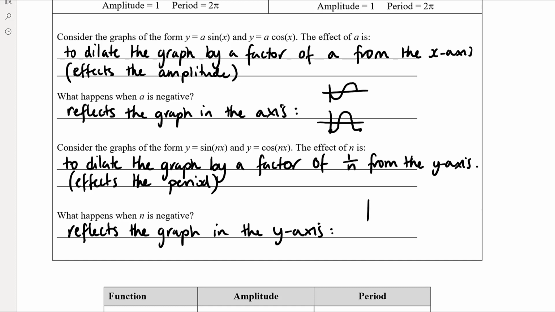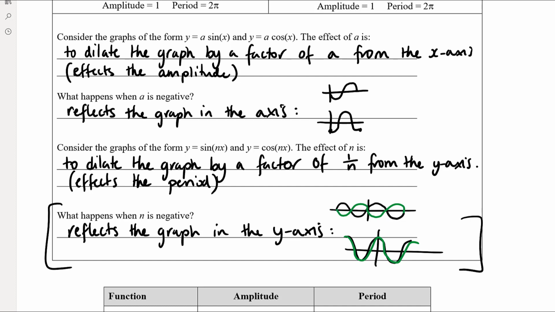Okay. If you think about that though, a sine graph, that's the original sine graph. If you reflect that in the y-axis, you get that, which is exactly what you get if you reflect it in the x-axis, so we don't worry about it. And if you have a cosine graph and you reflect it in the y-axis, it's the same thing, so we also don't worry about that. Okay, so we don't really need to worry about reflections in the y-axis. We won't really see these. We'll just really focus on a might be negative, in which case we get reflections in the x-axis.